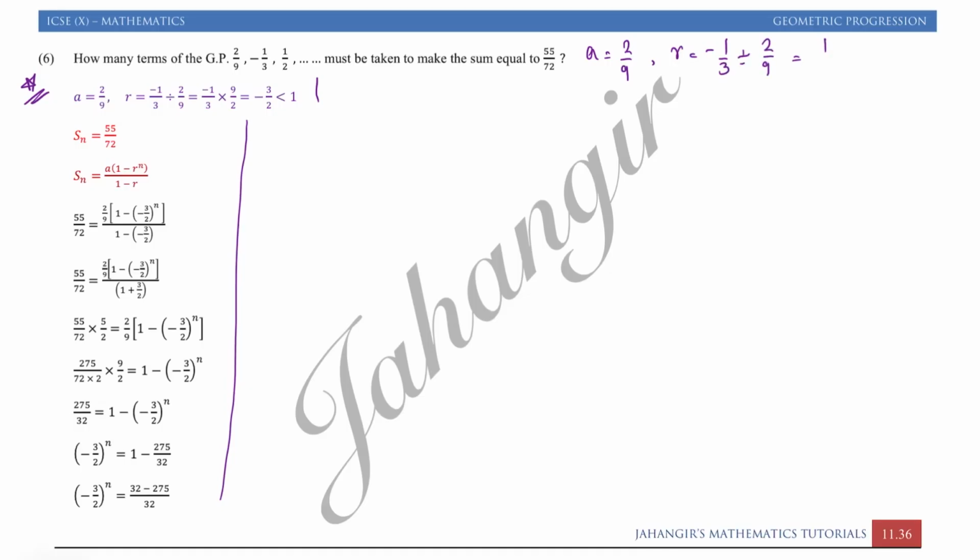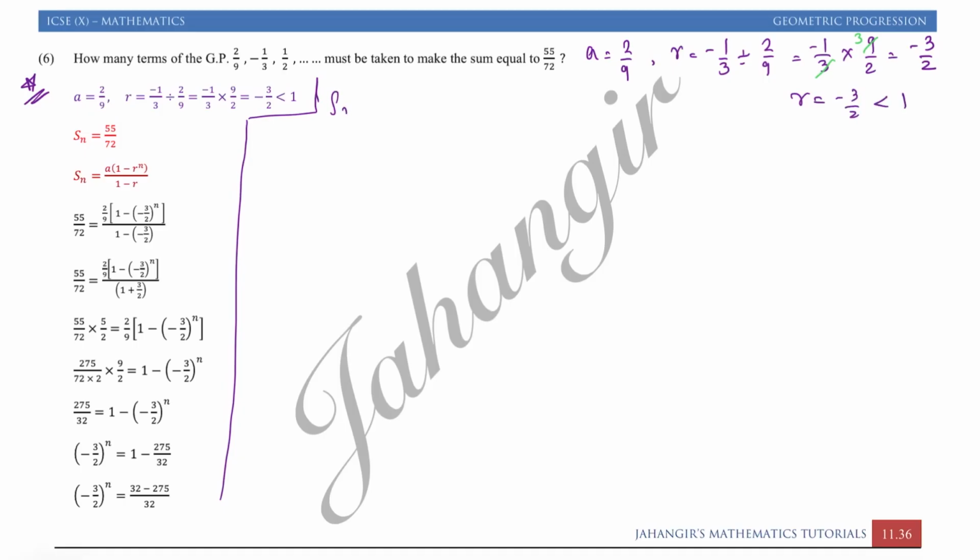So let's solve it. Minus 1 by 3 into 9 by 2. So cancelling out you will get 3 1s are 3, 3 3s are 9. So therefore minus 3 by 2. So I can write, R is minus 3 by 2.